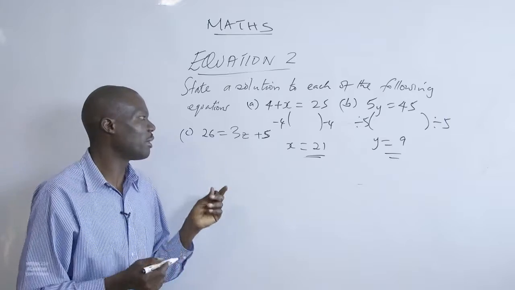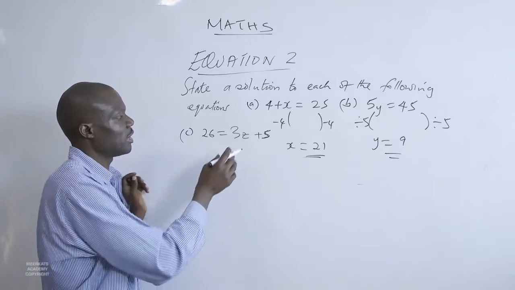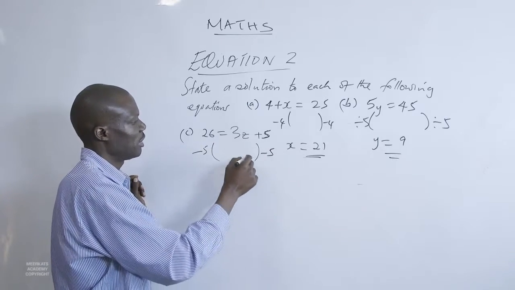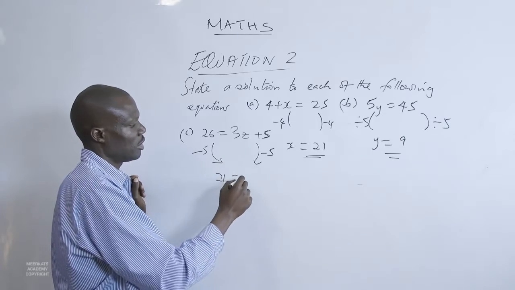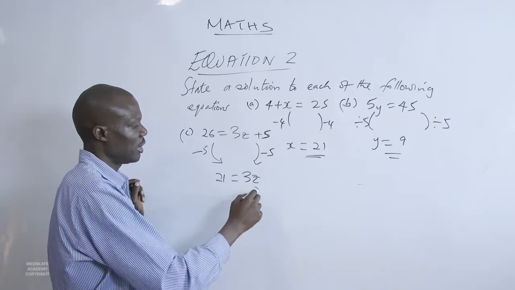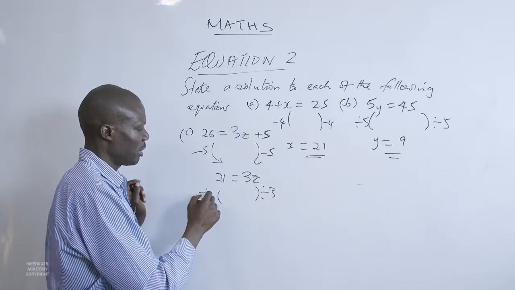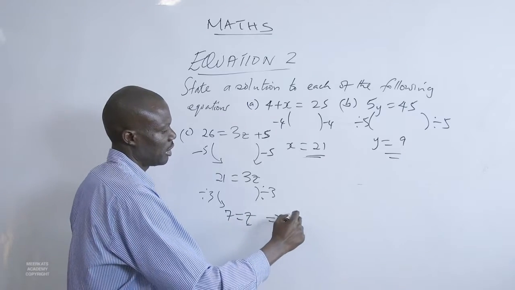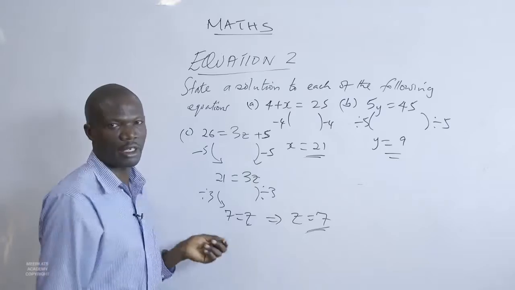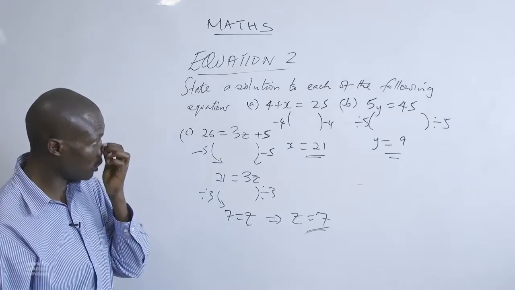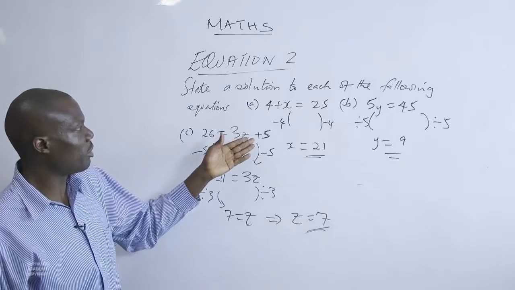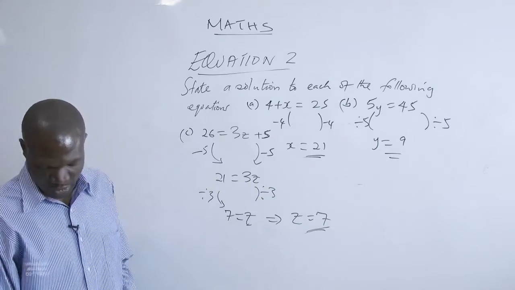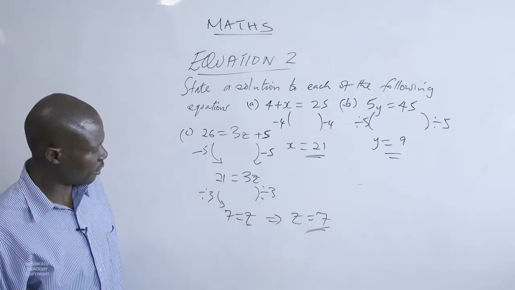And the last one here, we have on the right side 3z plus 5, and this side 26. So we minus 5 here and minus 5 this side. You'll get 21 is equals to 3z. And then you divide by 3, divide by 3, you'll get 7 is equals to z, which implies that z is equals to 7. That is our solution. So all through here, we have been able to state the solution: the first one is 21, the second one is 9, and the last one is 7.